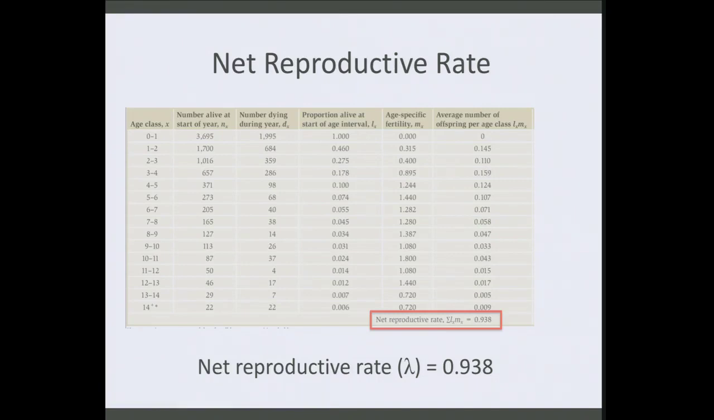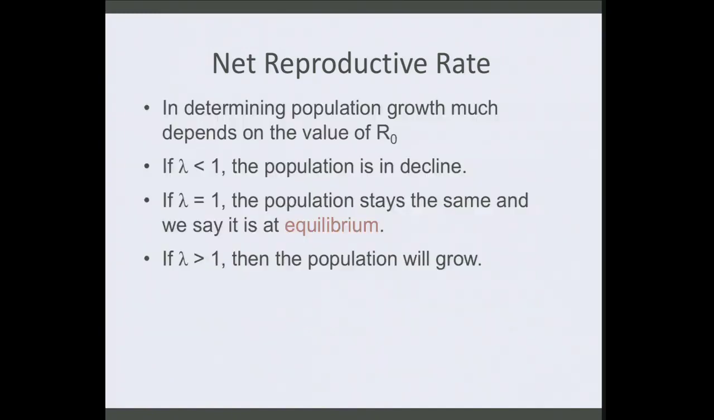So what does this mean? Well, 0.938 female offspring per female means that she's not replacing herself. She's on average having fewer offspring than one. So not every female is going to reproduce throughout their life. So what does that mean? Well, because lambda is lower than 1, this population is declining.